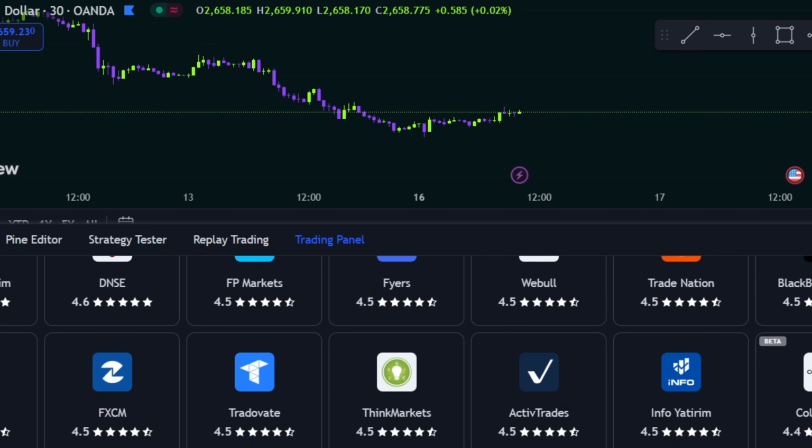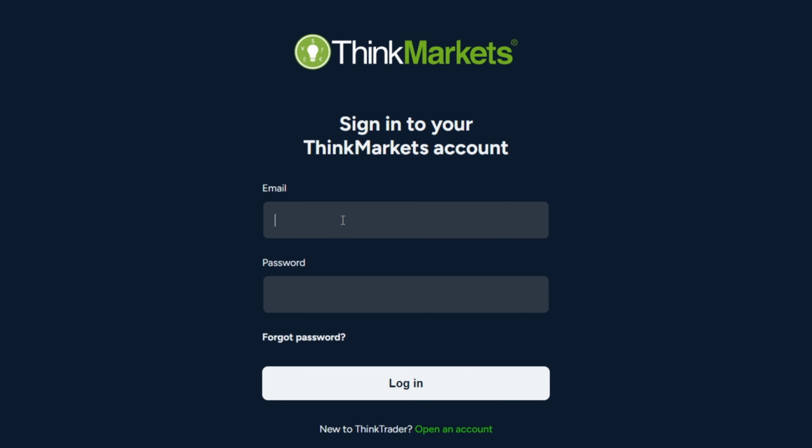Connecting your ThinkCapital account to TradingView is easy. Log into your TradingView profile, navigate to the broker panel, select Think Markets, and follow the simple prompts to link your account. Once connected, you are ready to analyze and trade.